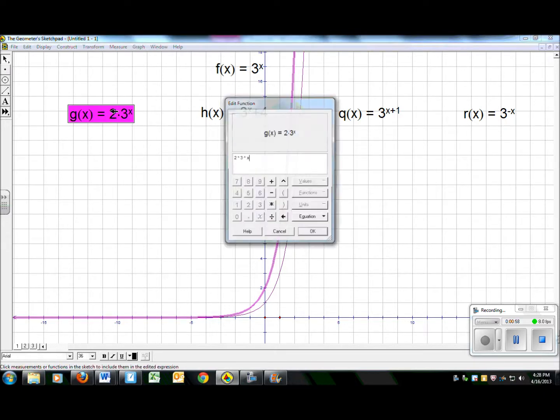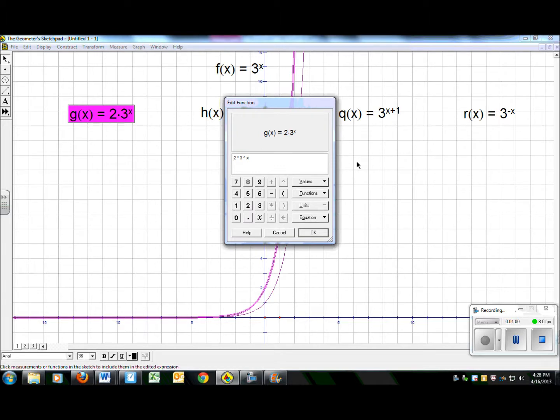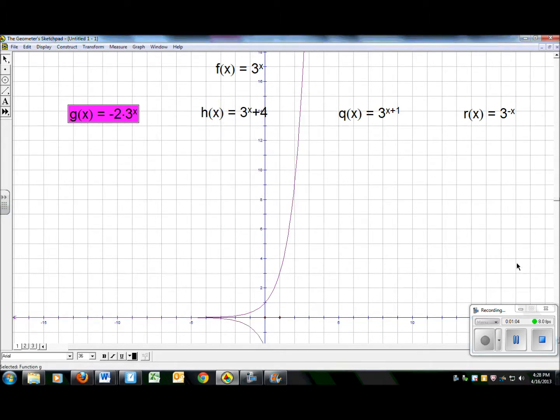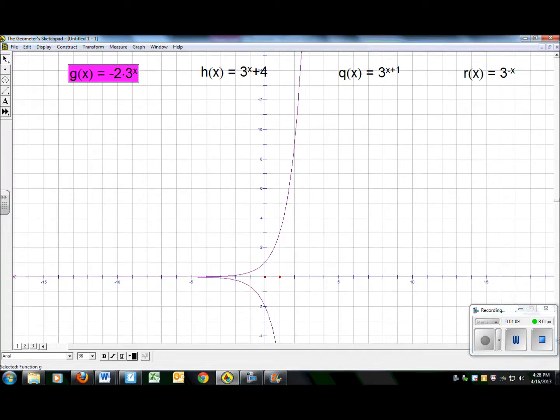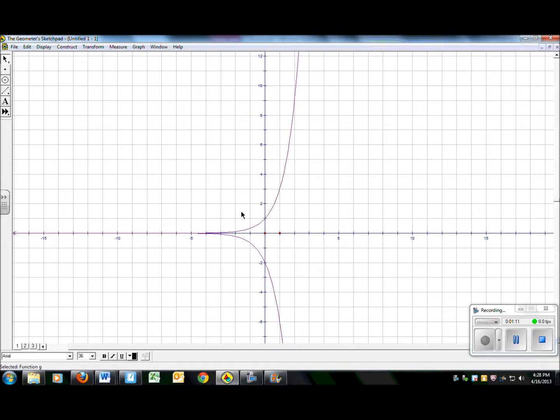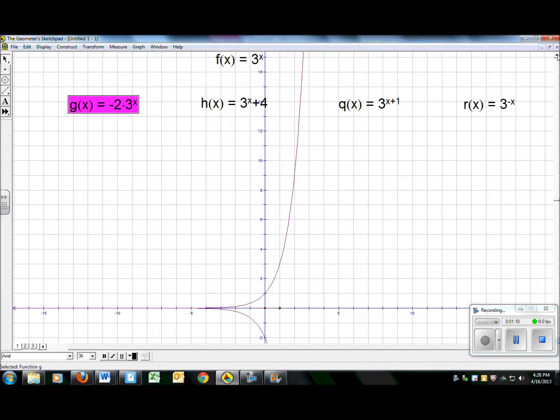Now, if I modify that function and make it negative, what that does is it simply changes that stretch to be in a different direction. And we scroll down a little bit and take a look. Now it's a reflected value of that, not just stretched, but also reflected. And so a reflection is created by a negative value there.